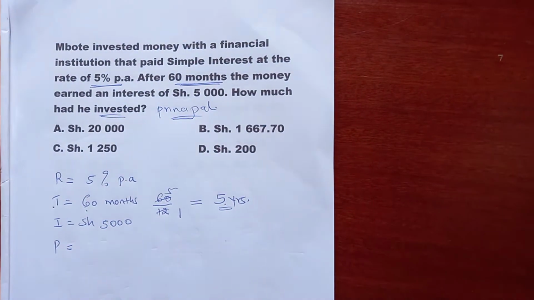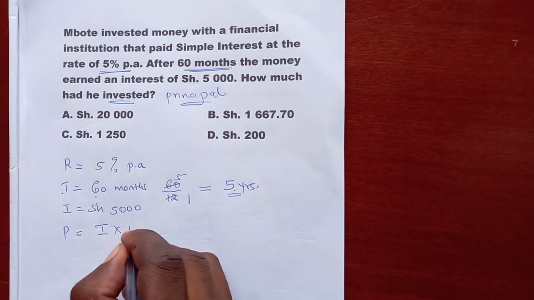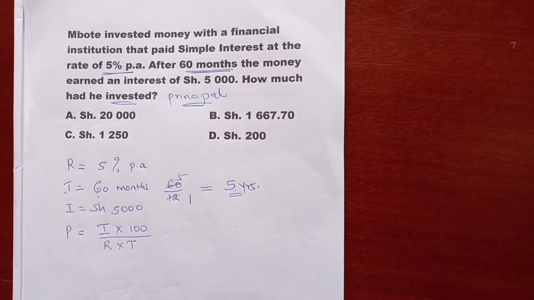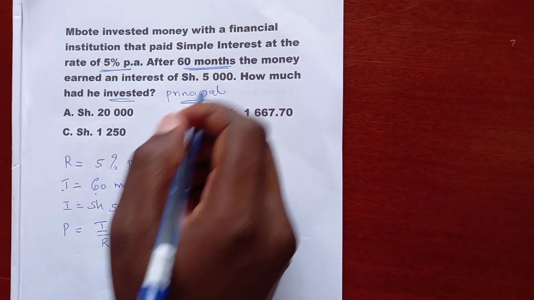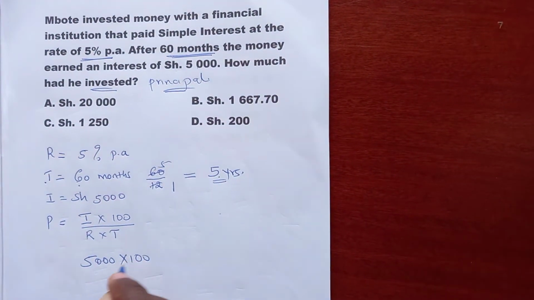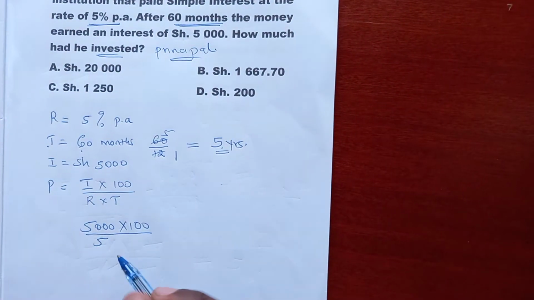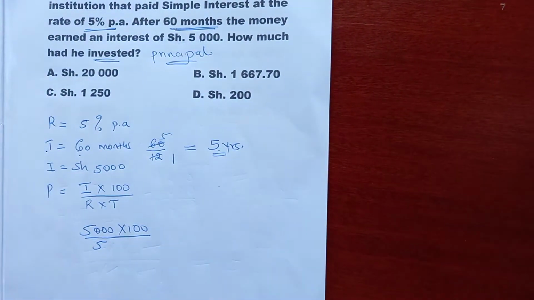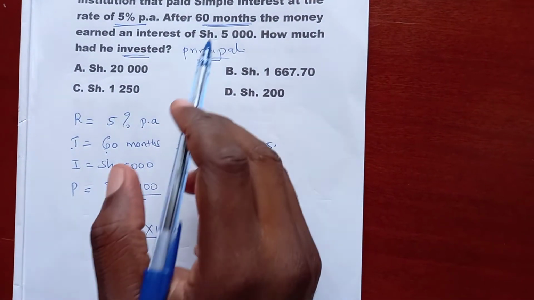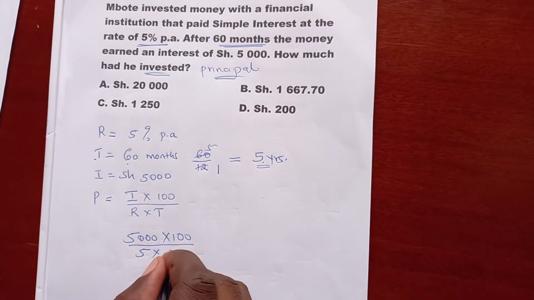Invested principal. Principal is obtained by interest times 100 over rate times time. In our case, we are given interest 5,000 times 100 over our rate, which is 5%, putting in mind that the 100 has been multiplied on the numerator, times our time, which we have found is 5 years, which had been given as 60 months, times 5.